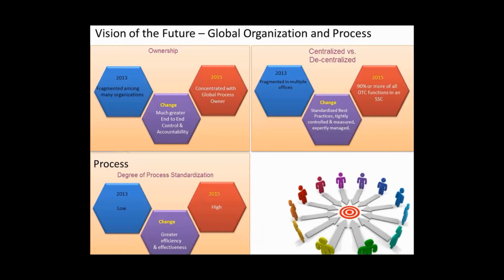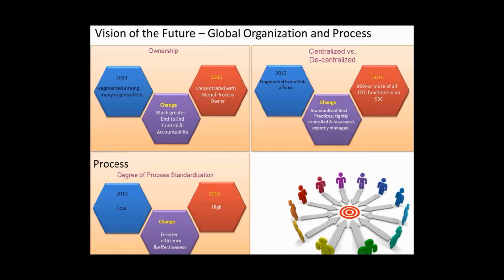What's the vision of the future for the, quote, perfect order-to-cash process organization? Well, there's a few dimensions, a few attributes that I'd like to address here. One is ownership. If different parts of the company own different segments of the order-to-cash process, or there's different owners in different countries, different markets, that's something we would call fragmented.